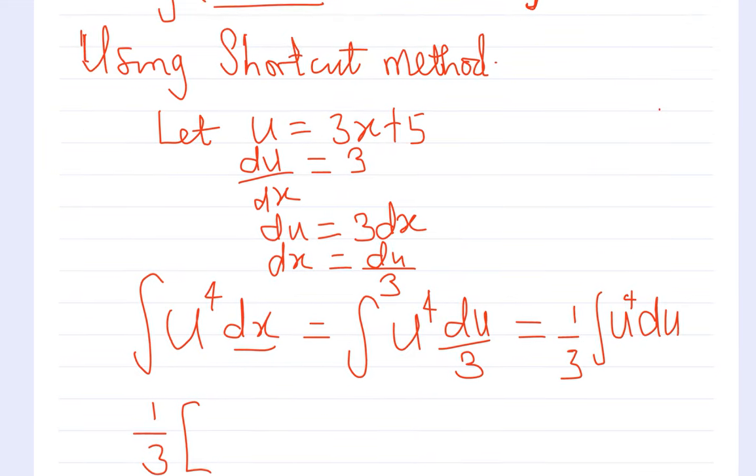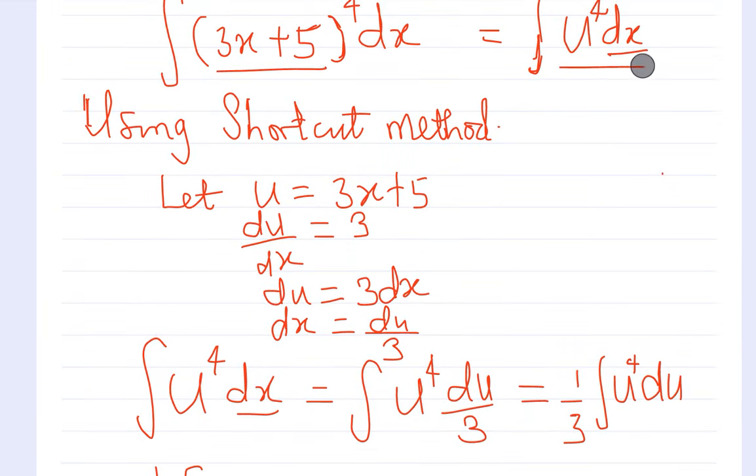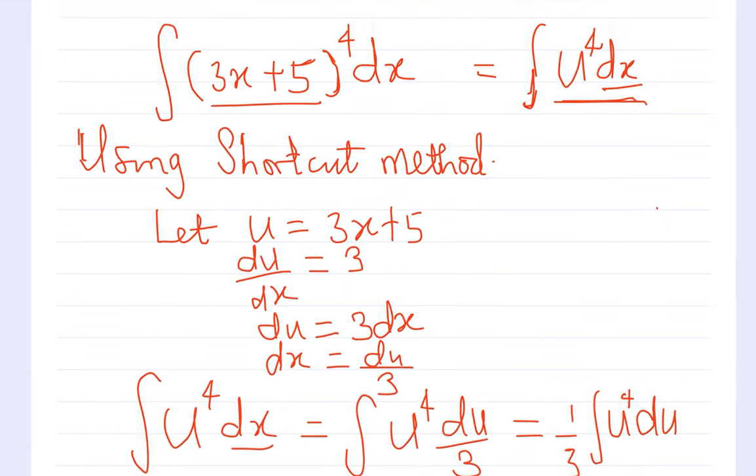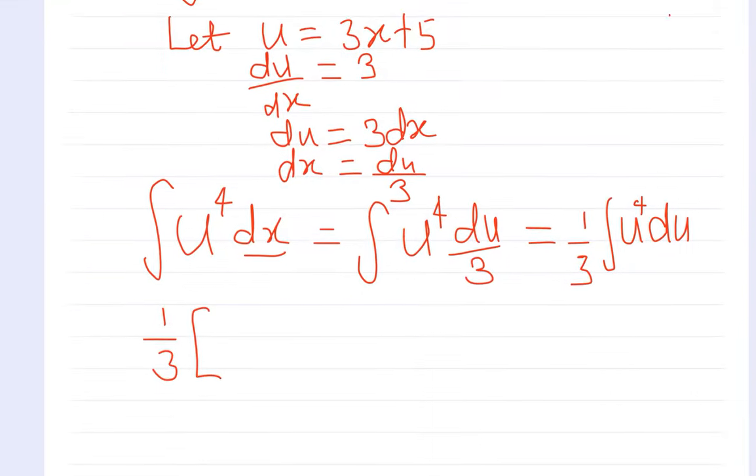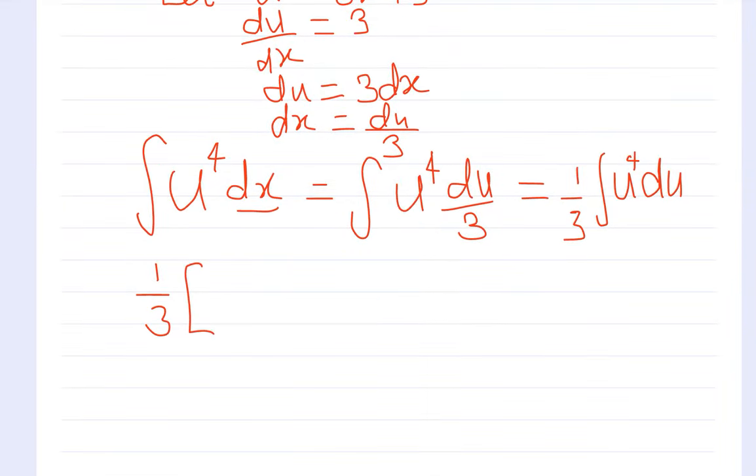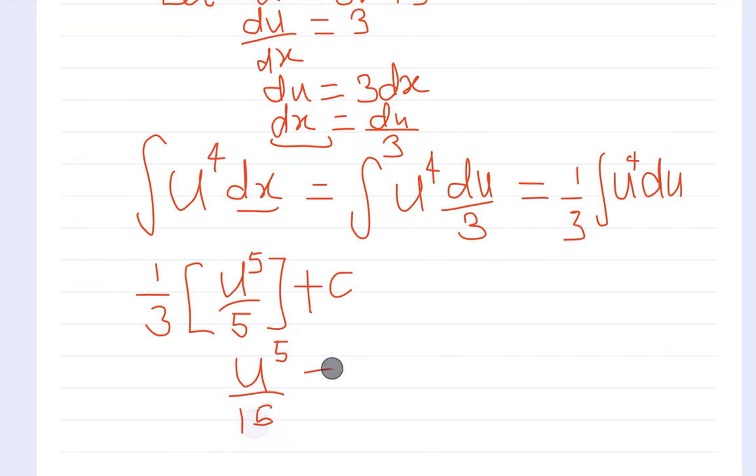Alright, so this will now give us 1 over 3 into the integral of u raised to power 4. The reason why you cannot integrate u raised to power 4 directly before is because you have it with respect to x. You cannot integrate u with respect to x, so that is why you have to change that by bringing this dx value here. So if you integrate u raised to power 4, you will have u raised to power 5 over 5, plus c. Then that will give us u raised to power 5 over 15 plus c.